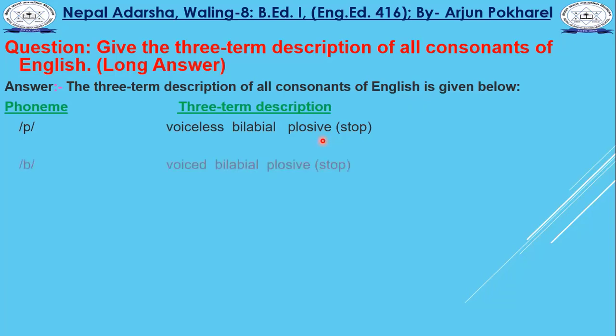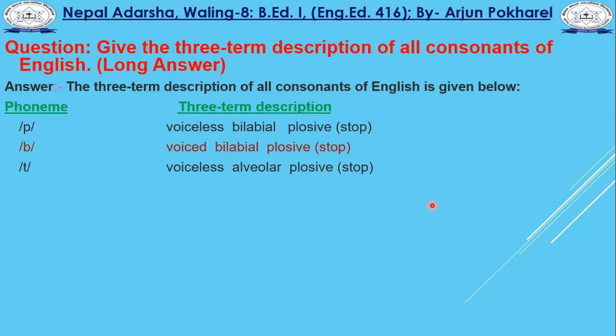In the same way, you have the ba sound. The difference between pa and ba is only one thing, voicing. That is, ba is voiced bilabial plosive or stop. When you give the description of all the consonants of English, your answer will be complete and you will get 12 marks. A long answer question has the weightage of 12 marks.